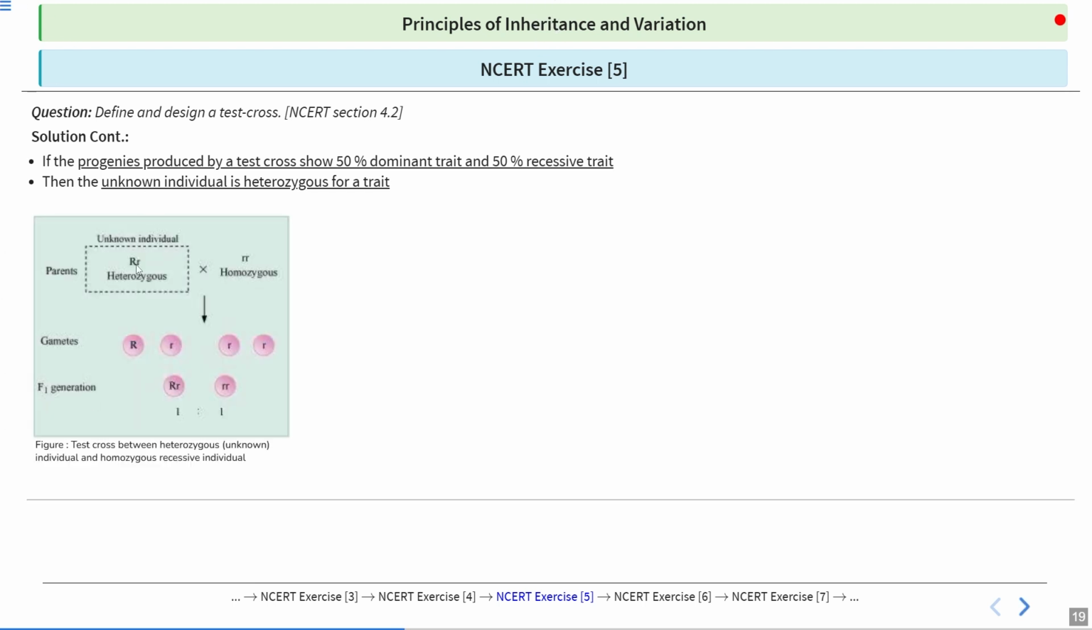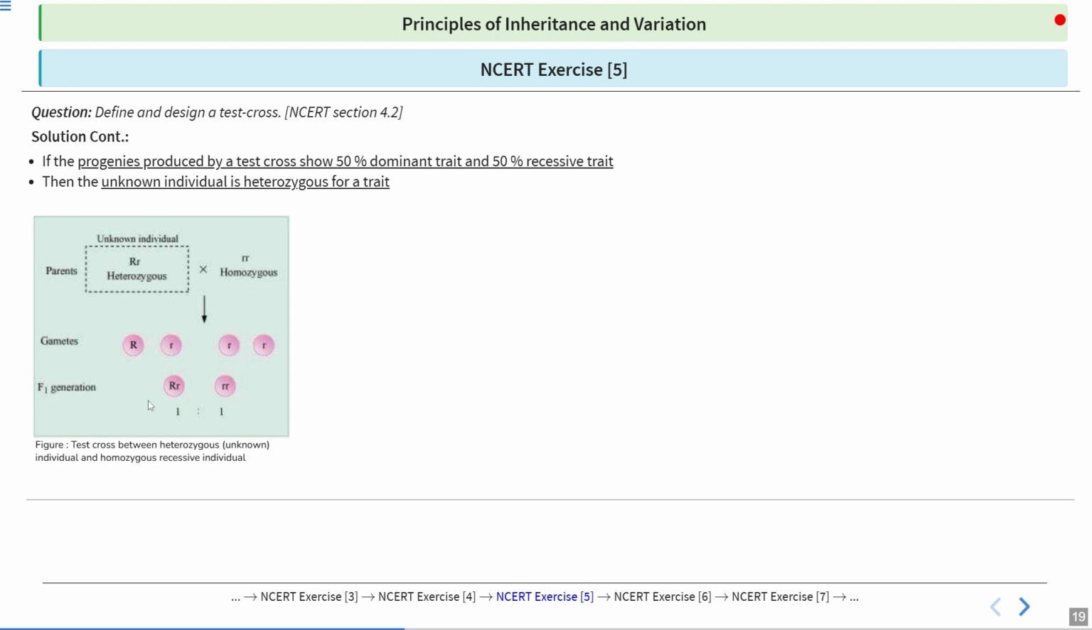You can see if the parent has a heterozygous genotype, capital R and small r, and it is being crossed with a homozygous recessive parent, then if in the F1 generation or in the progenies, 50% dominant trait and 50% recessive trait is observed in a 1:1 ratio, then you will say that individual has a heterozygous genotype. So here you can see this heterozygous individual will produce two kinds of gametes. Half of the gametes will carry capital R, half will carry small r. The homozygous recessive parent will produce all the gametes having small r.